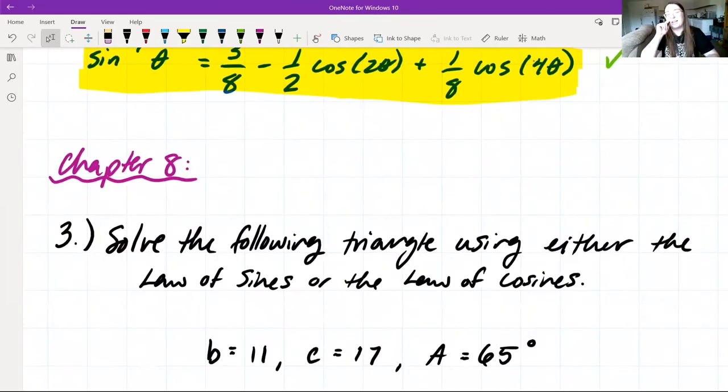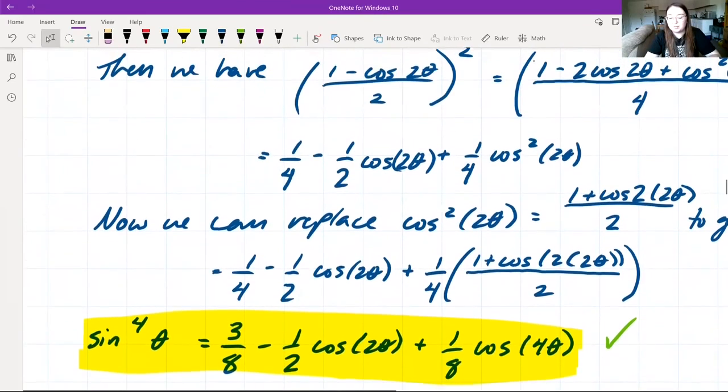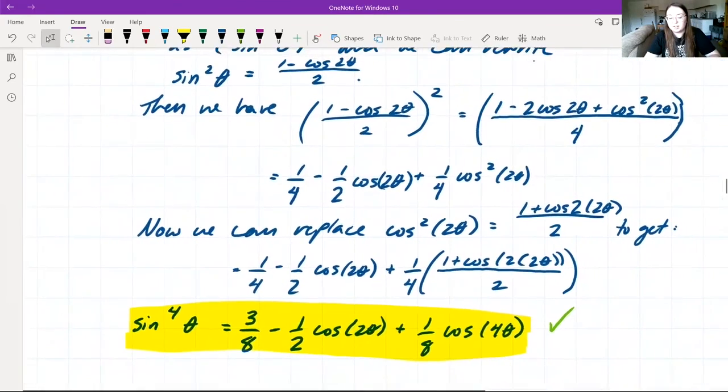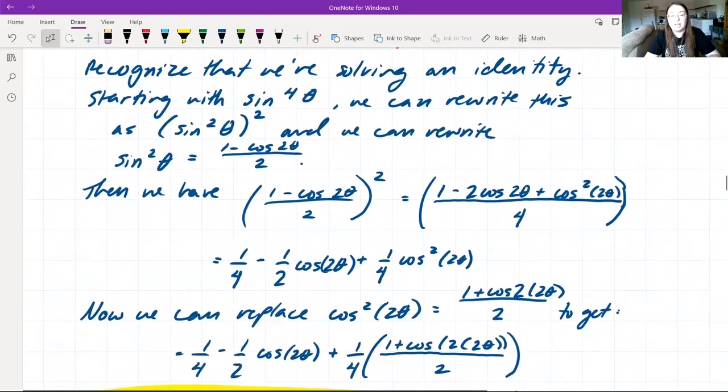Just a quick note about the last problem. While we did use our double angle formula, you could very easily do this problem again with a half angle formula with alterations. Of course, you probably wouldn't have sine to the power of 4 theta, but you can also establish identities using half angle formulas, not just double angle formulas. So when studying, make sure to go over both.